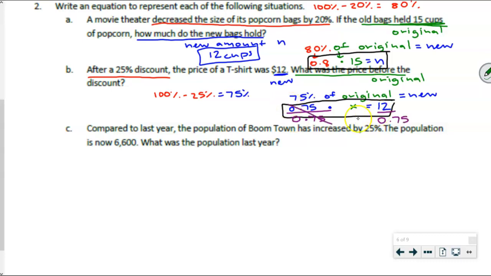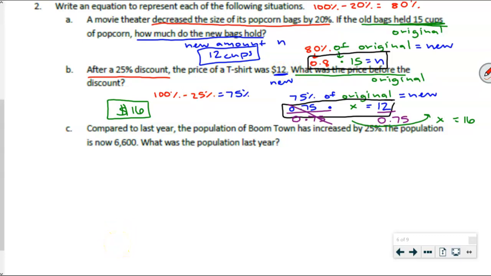So this leaves me with, I'm out of space, so I'm just going to rewrite it over here. It leaves me with x all by itself, and x is 12 divided by 0.75. Type that into my calculator, and I get x is equal to 16. Again, what that means is before it was discounted, the original price of that t-shirt was $16 in the beginning. When we get that 25% discount, that's when it is only going to cost us $12.